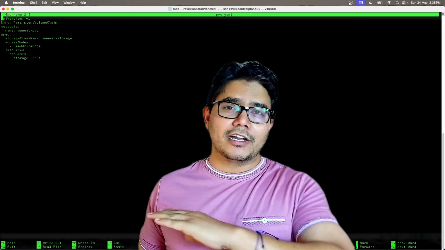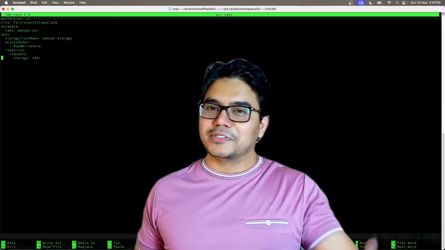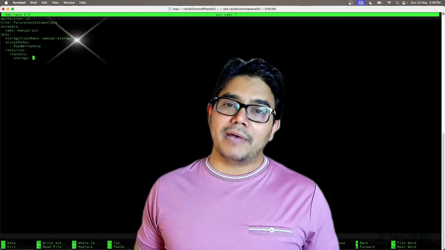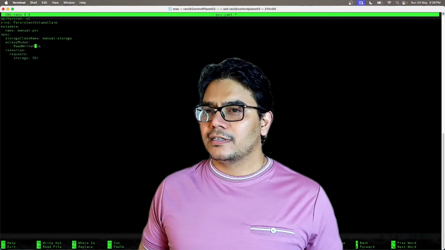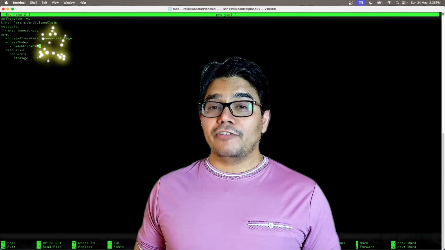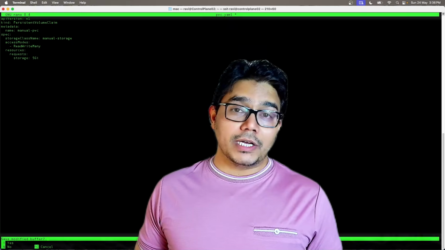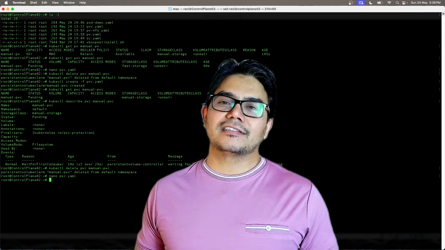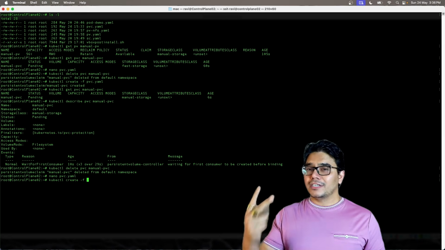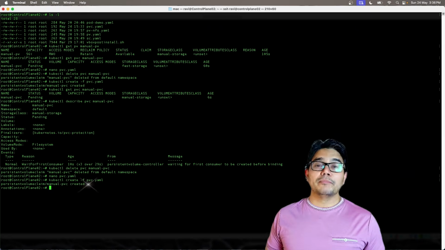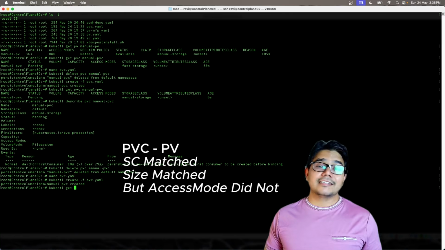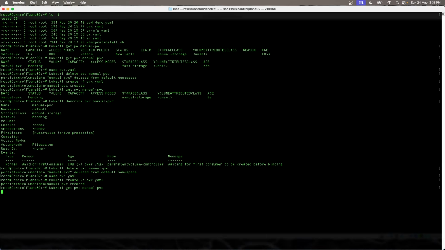This time, we are going to mismatch the access modes. Now let's break the final condition. Storage class matches, size matches, but access mode does not match. PV access mode is read-write once, and PVC access mode is read-write many. So even though 2 conditions are passed, one mismatch is enough to stop the entire binding. And that's exactly how Kubernetes thinks.